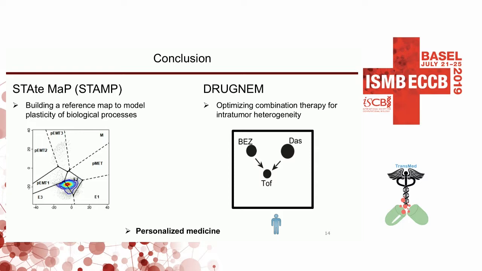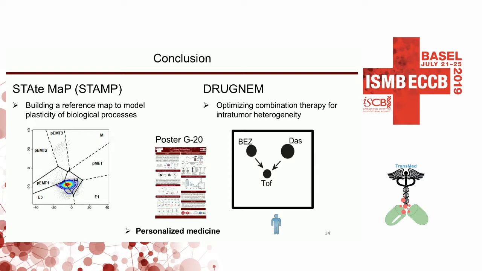I then also introduced you to a second algorithm, which is published, called DrugName, which optimizes combination therapy for an individual patient by using early response data. And I showed you how we can use DrugName to predict optimized combination therapies for all patients. So if you want to talk more, there's a poster after this evening.